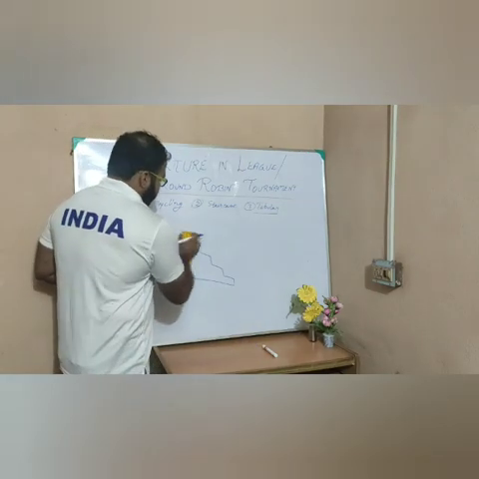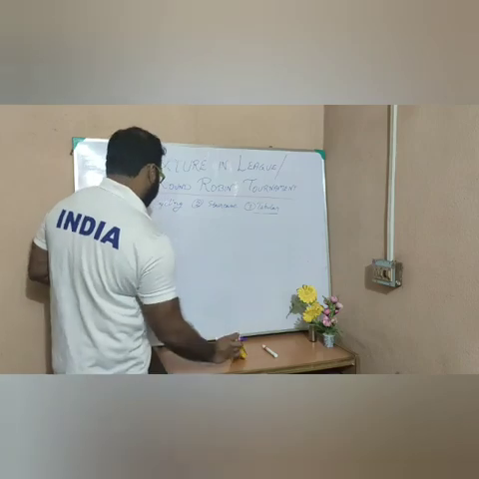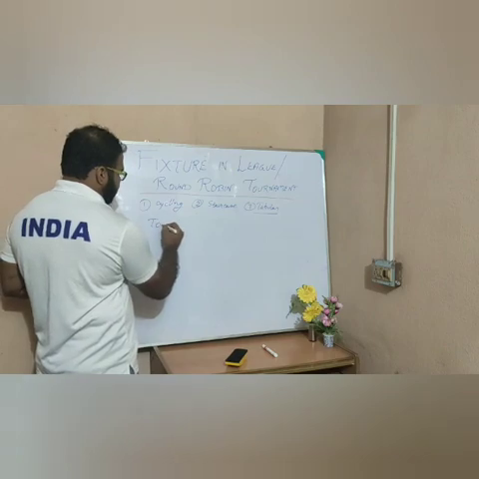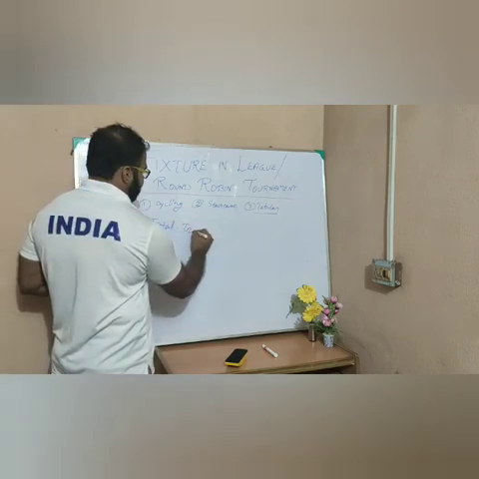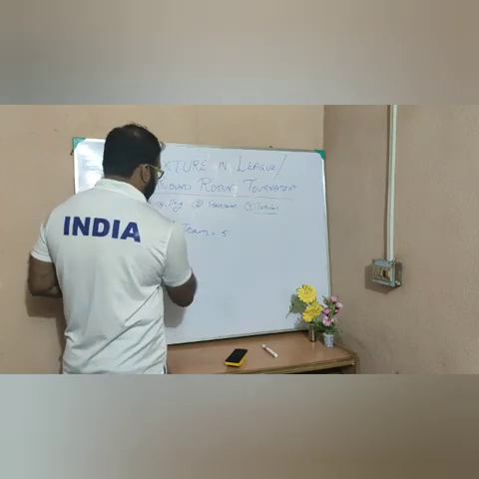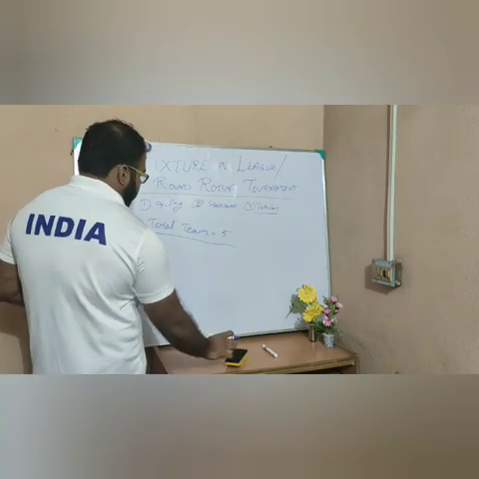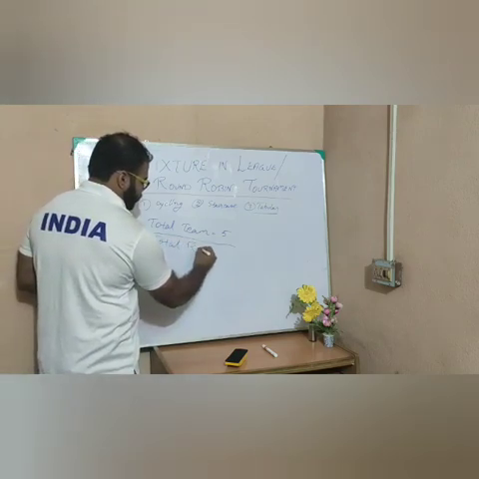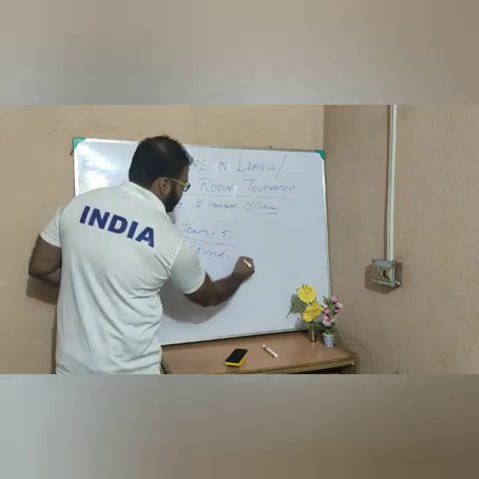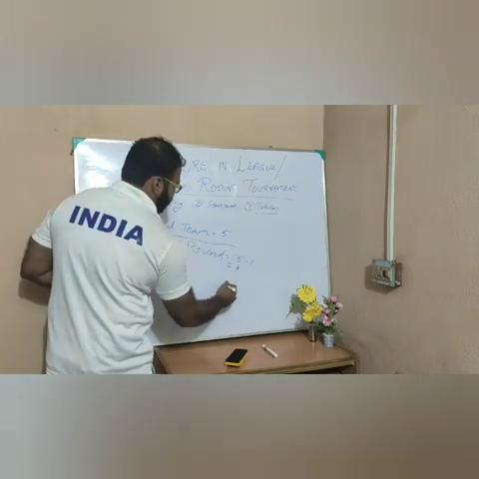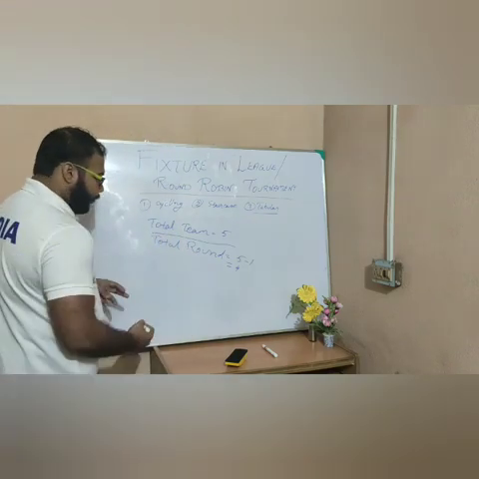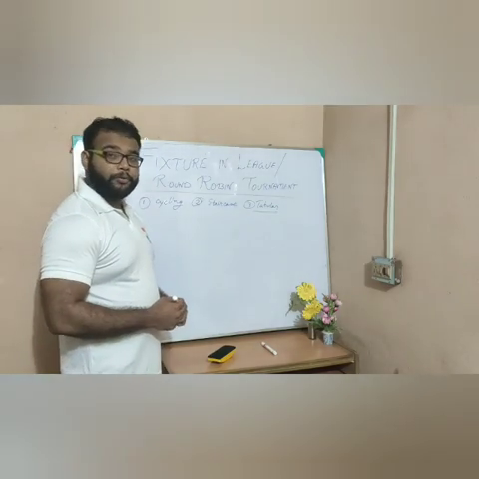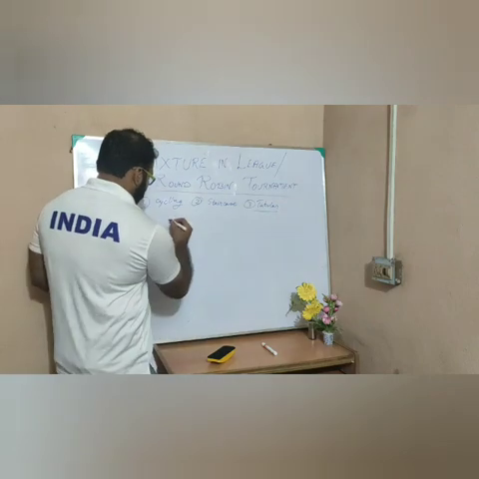Now, how to draw the staircase method? Suppose we are having 5 teams. Total teams 5. So, therefore, total rounds will be 5 minus 1, that is 4. Since total number of teams is 5, total number of rounds will be n minus 1, that is 4.